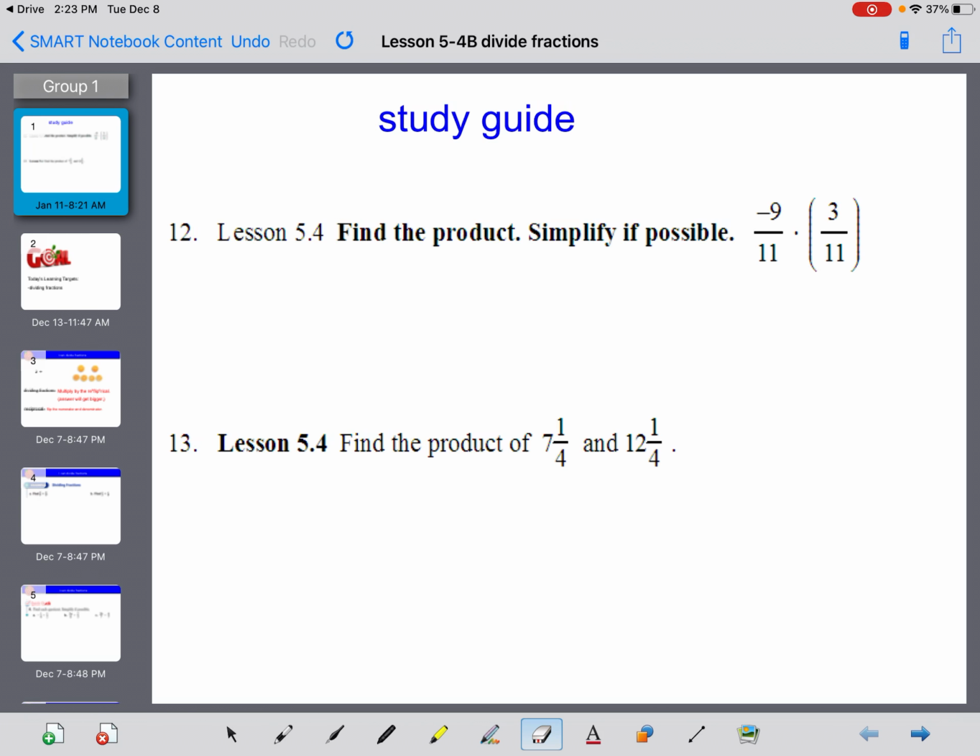This is lesson 5-4B from the Algebra Readiness textbook. Begin the study guide problems in your notes packet and compare your answers to mine when you've completed them independently.